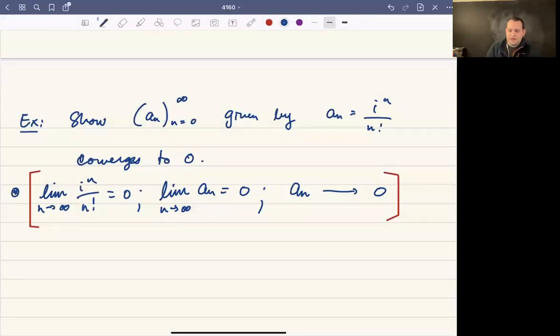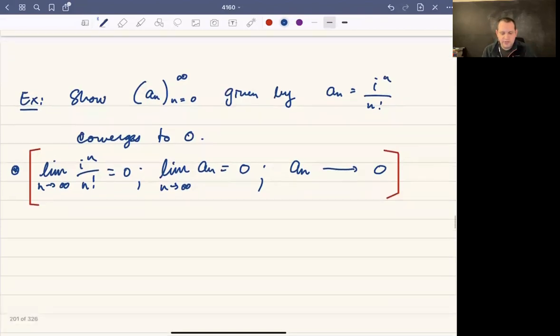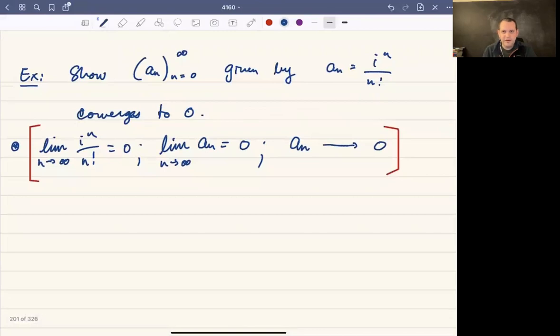In this video, I want to talk about an actual example doing epsilons, proving that a sequence converges, in this case, to 0. So I want to take the sequence that we had before, i to the n over n factorial, where n starts at 0, and we're going to show that the sequence converges to 0.